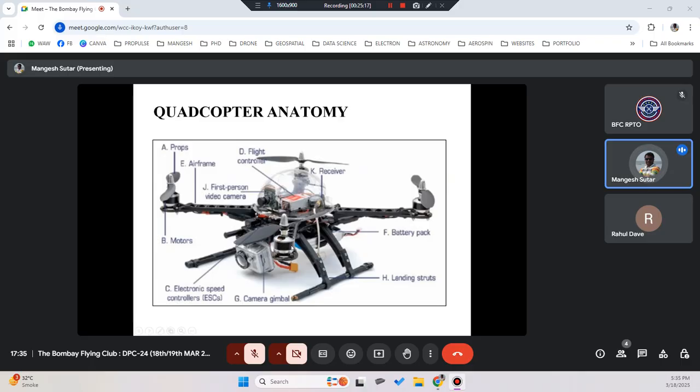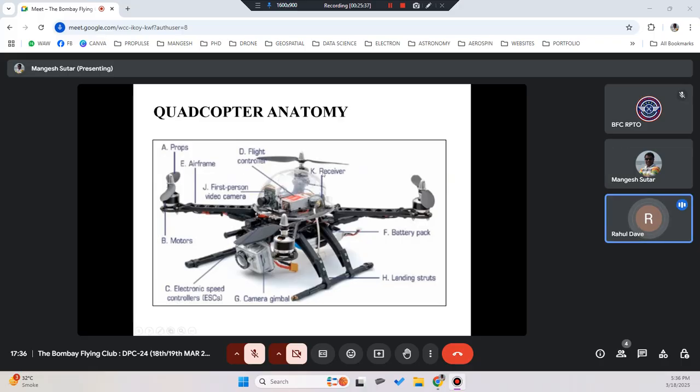Then below the frame of the drone, you will have a battery pack, which is called the powerhouse of the drone, providing power to make sure your drone is flying as per your requirement. Got it. Then you have something in front to capture your images or videos, a camera with a gimbal. So these are some of the basic components.